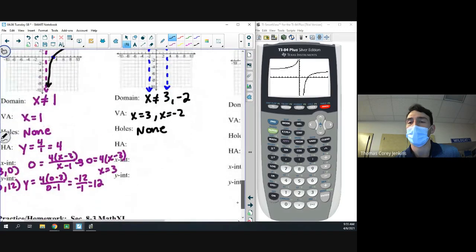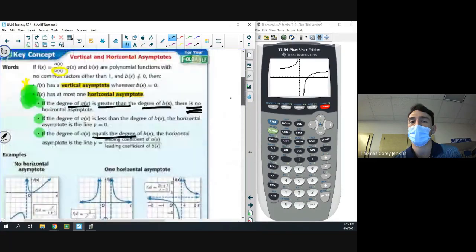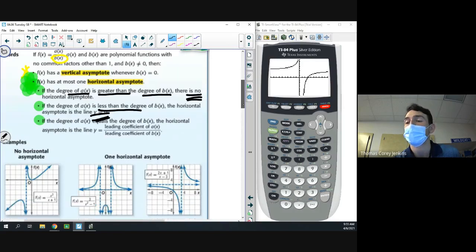Wait, did I highlight the wrong one? I did. Yeah, I guess I did. If the degree, okay, it doesn't equal. Yeah, that's why I'm just like, what am I doing here? Okay, sorry. If the degree is less than, then it just says y equals 0. Okay.